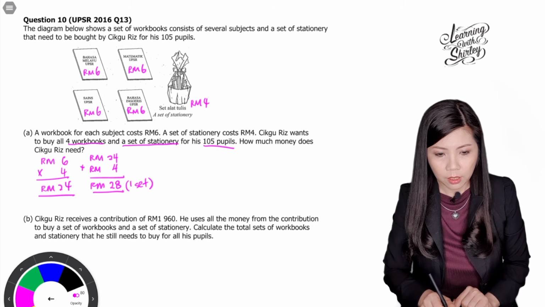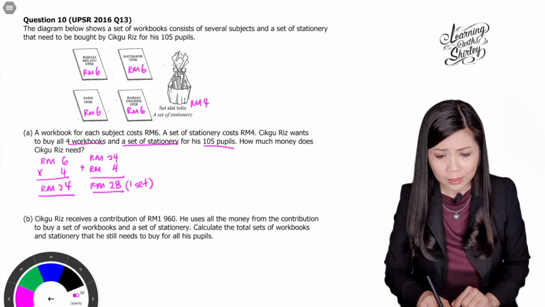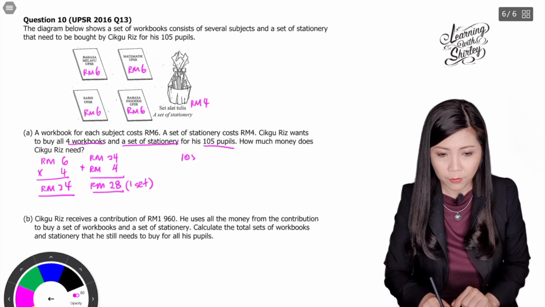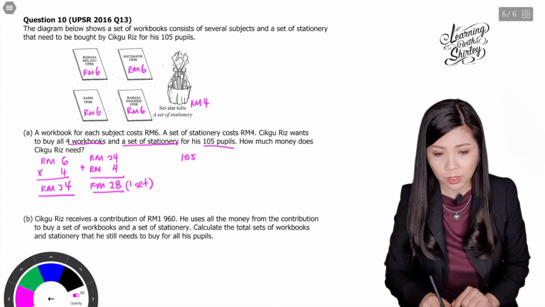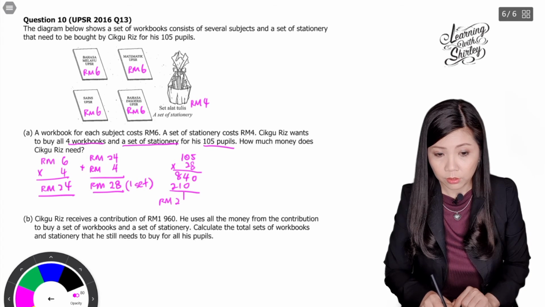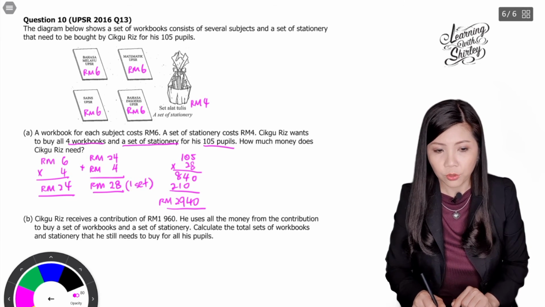After that, how much money does Cikgu Riz need? There are 105 pupils, and each set is 28. So I multiply 105 times 28. This is 40, and then this is 8, and then this is 210. So we'll get 2,940. This is the total amount that Cikgu Riz needs.